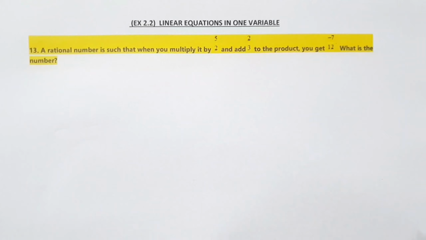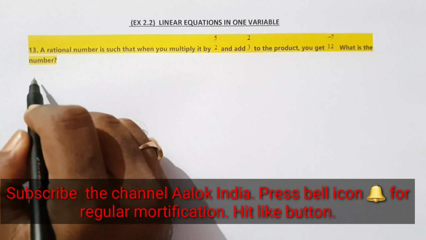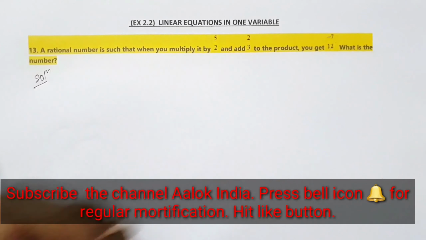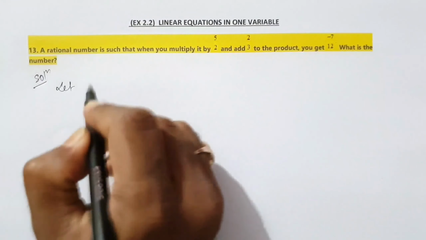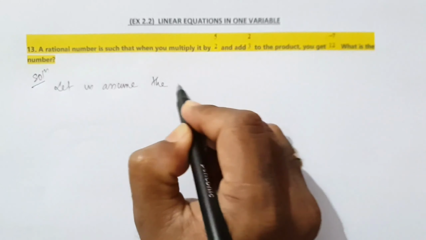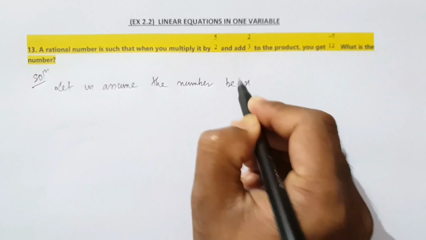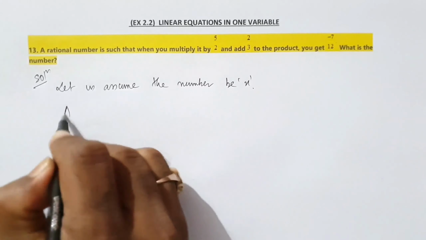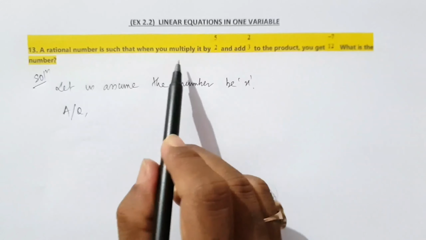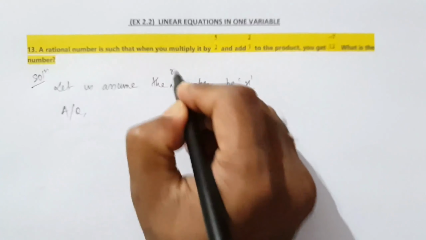A rational number is such that when you multiply it by 5 by 2 and add 2 by 3 to the product, you get minus 7 by 12. What is that number? So let us assume the number be x. Now according to the question, let us assume this is a rational number. So let us assume the rational number be x.